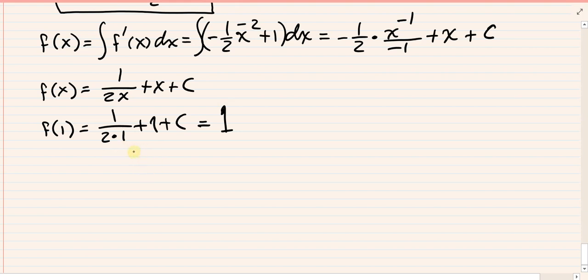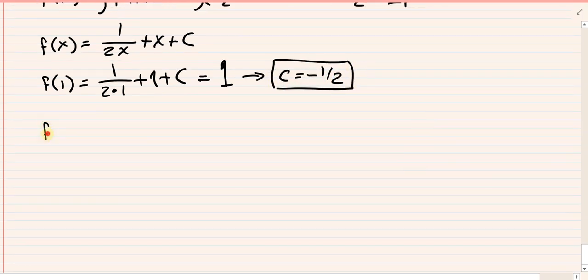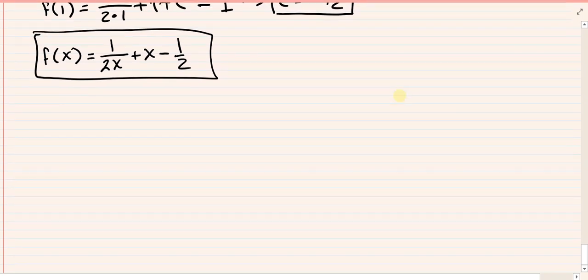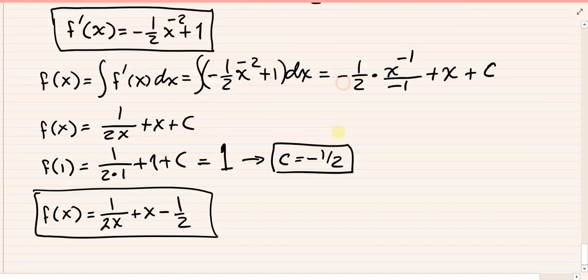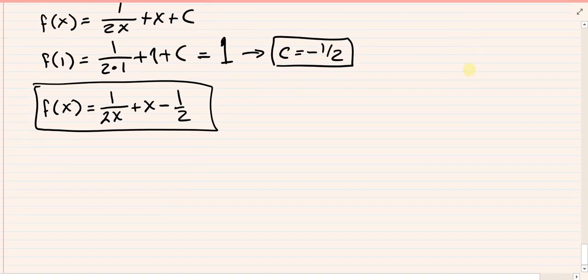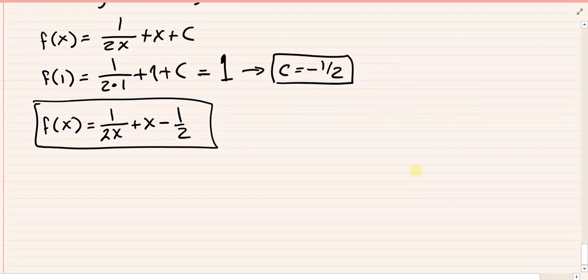Subtract 1/2 from both sides. So c becomes negative 1/2, looks like. And the solution to this exercise is f of x equals 1 over 2x plus x negative 1/2. And again, you can check by taking the first and second derivative of this function, and you see that we start with f double prime and we have also met these conditions. Okay, and that was number 44.